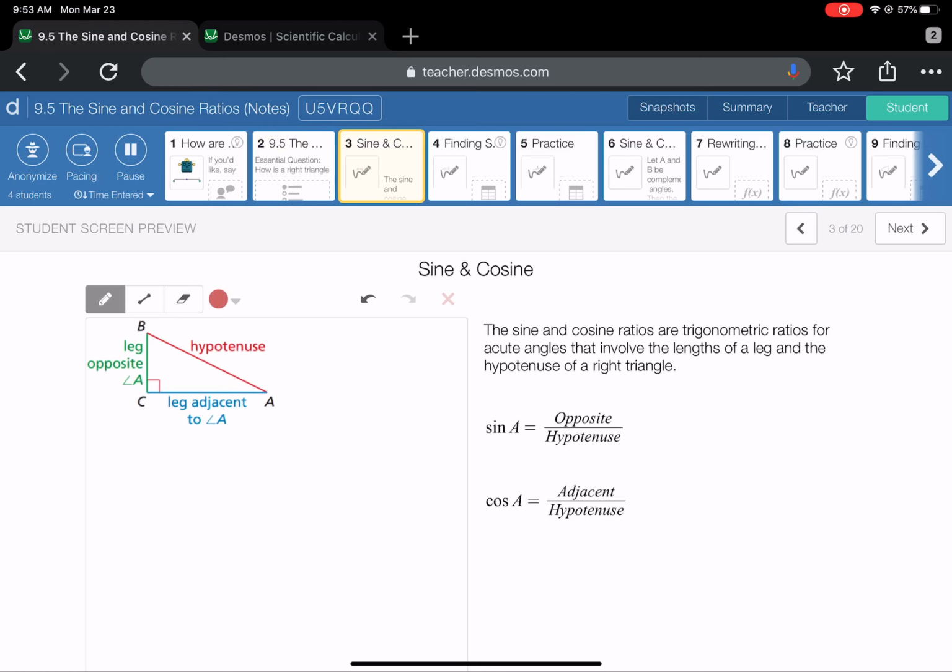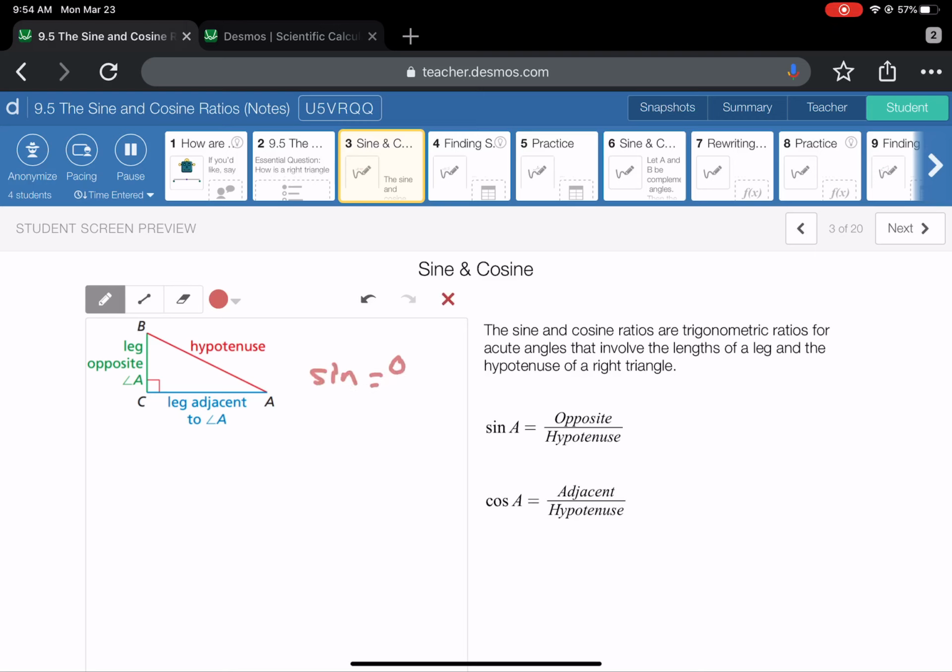Alright, so first thing we're going to do is talk about what sine and cosine are. Sine and cosine are trigonometric ratios for acute angles that involve the lengths of the leg and the hypotenuse of a right triangle. In the previous section, we learned about tangent, which involved both of the legs of the right triangle, the opposite over the adjacent. Sine and cosine are also trigonometric ratios, but they contain two different parts of the triangle. So we're going to start first with sine.